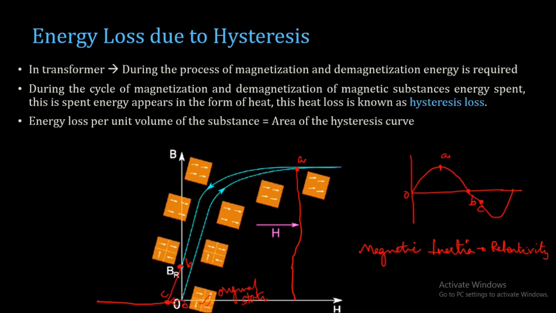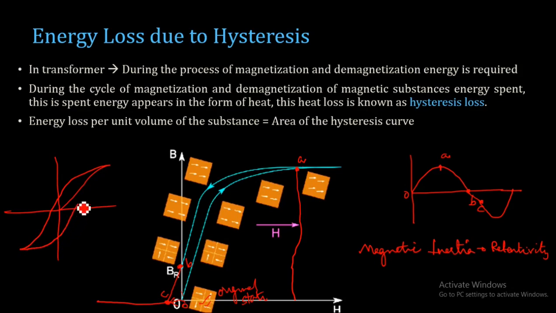And we'll come back to a new path. So your whole curve will be something like this. From an unmagnetized state, you will start from this point, you will reach the saturation, you will move like this, you will reach a negative saturation or negative peak.